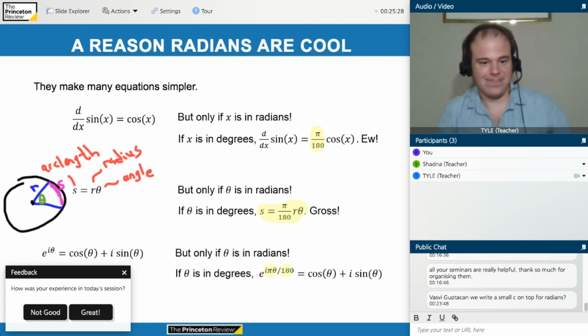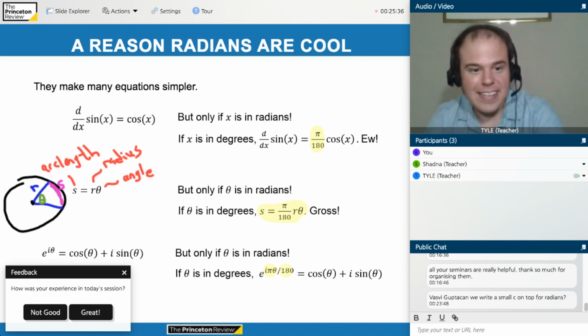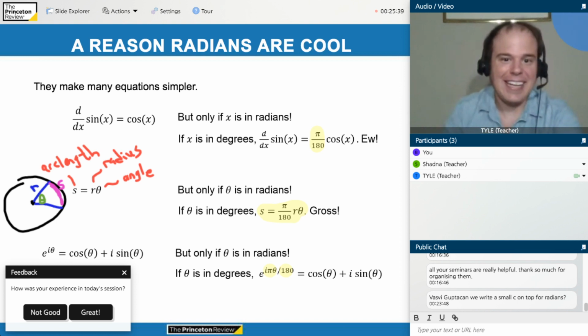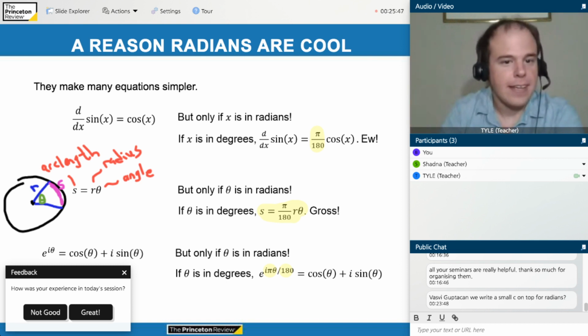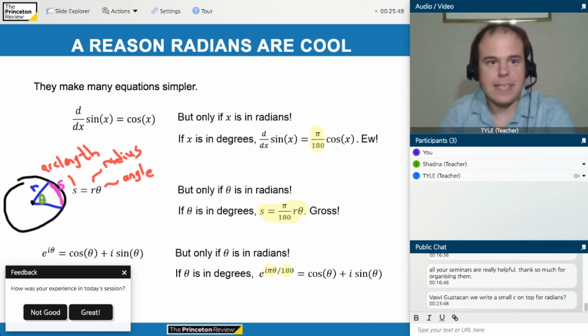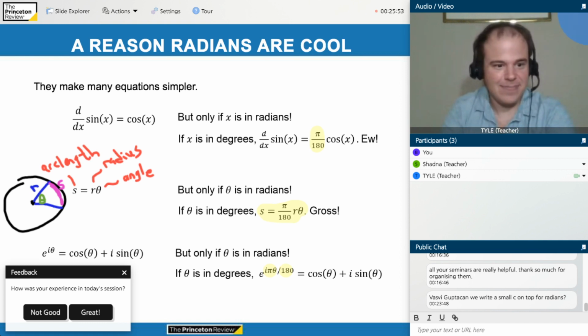All right. And good question from Vazvi, who asks, can we write a small c on top for radians? Yes, you can. That's a bit less common, but sometimes, depending on your teacher or which book you're using, you can draw a little c instead of the degree symbol to indicate radians. Absolutely. Good question.